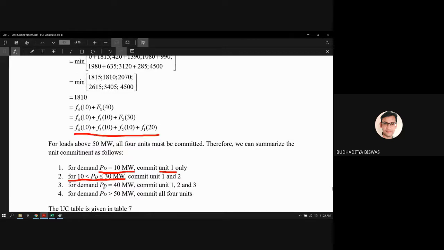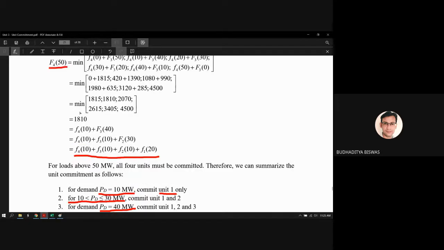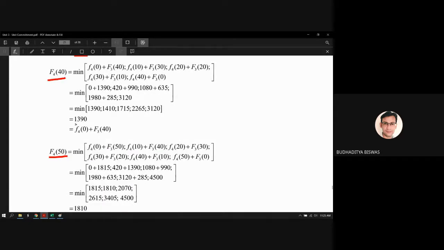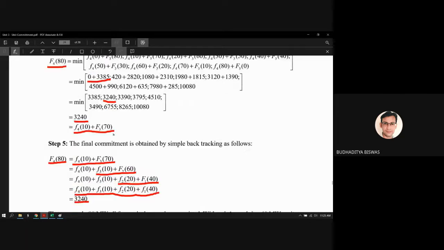Similarly, for demand equal to 40 megawatt, units 1, 2 and 3 should commit. It is coming from this decision. If you look at the 40, then you see here 1390 is required, and to generate this only the F330 is there, F440 is there. Now what is F340?